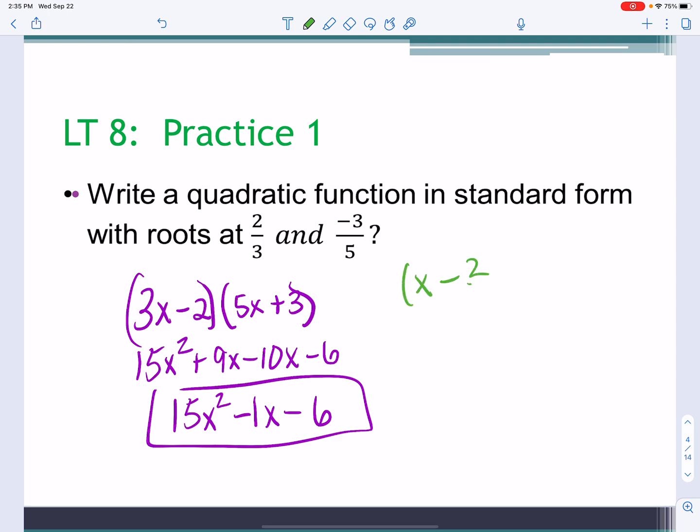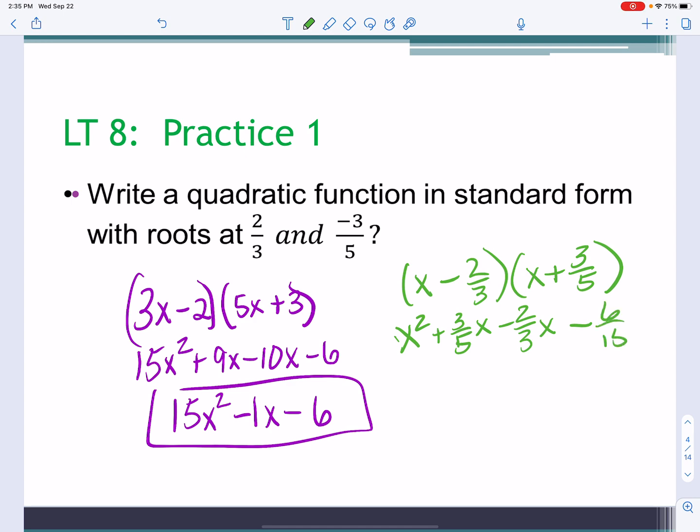Instead of doing that, you could actually just go x minus 2/3 and x plus 3/5. So I would have x squared plus 3/5 x minus 2/3 x minus 6/15, right? Because you're just multiplying those. So if I get these with common denominators, it would have to be a 15. So I would times by 3, so this would be a 9. And this, I need a 15, so I got to times by 5, so 10. So I would have x squared minus 1/15 x minus 6/15, which is minus 2/5, okay?